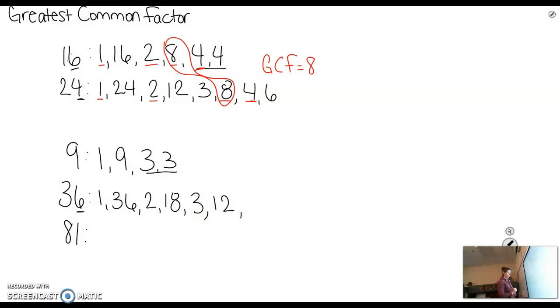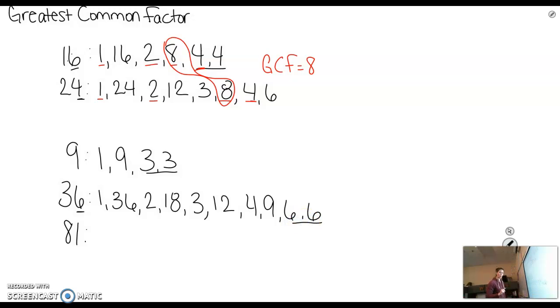4, 36, I think 4 and 9. 4 times 9 is 36. What about 5? It doesn't end in a 0 or a 5, so it's not divisible by 5. What about 6? We know 6 times 6 is 36. We get our doubles, so we found our factors.